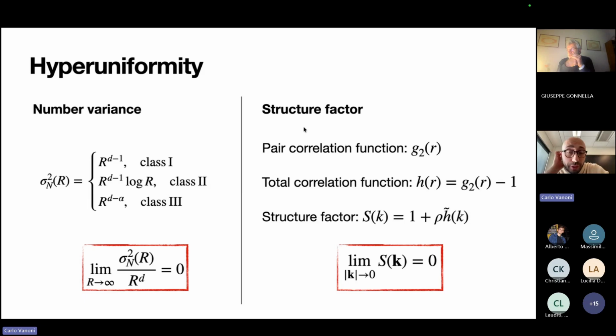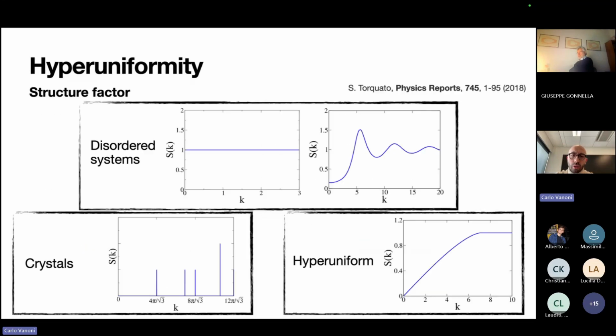It's actually useful to go to Fourier space. In Fourier space, if you take the Fourier transform of the two-point function, you can basically construct the structure factor, and the statement that the number variance divided by the volume goes to 0 in the large R limit corresponds to the structure factor going to 0 for k going to 0. And so what you can get if you look at the structure factor of different configurations is that if you have a usual disordered system, S of k might look something like here at the top. So if you have a Poisson point process, S of k is equal to 1 everywhere.